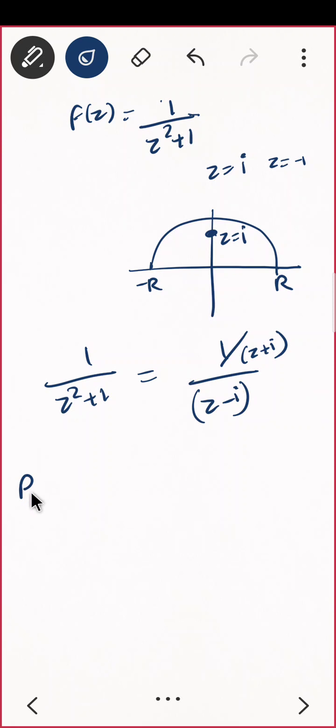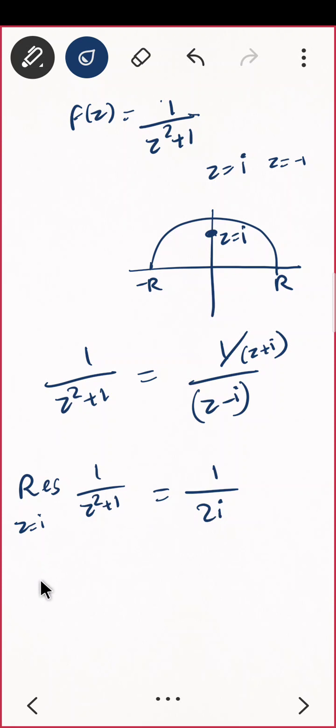So can you tell me what is the residue of 1 upon z square plus 1 at z equal to i? It will be phi of i. So can you tell me it is 1 upon 2i? Am I correct? Is it 1 upon 2i? Correct. So 1 upon 2i means what? You can multiply i in the denominator or let it be as it is, it cancels anyway.